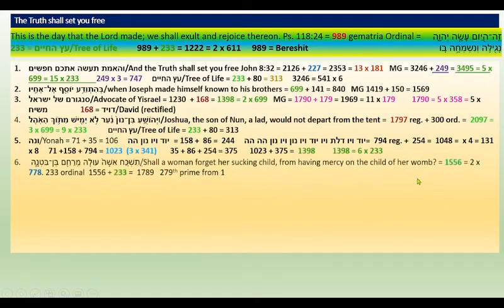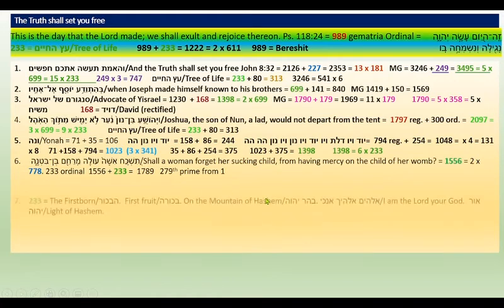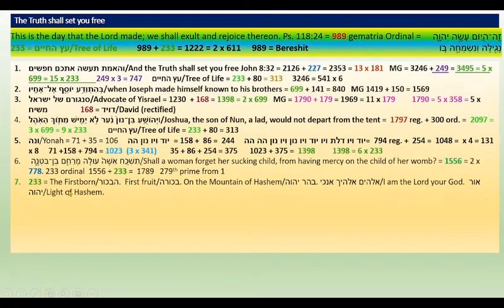Shall a woman forget her suckling child, from having mercy on the child of her womb? 1500, also it's this number here. The ordinal comes to 233. So as we can see, it's HaChaim, tree of life. And then all these come to 233: the firstborn, HaBachor, first fruit, Bechora, on the mountain of Hashem, Bahar Yahweh, or Yod Heh Wau Heh.